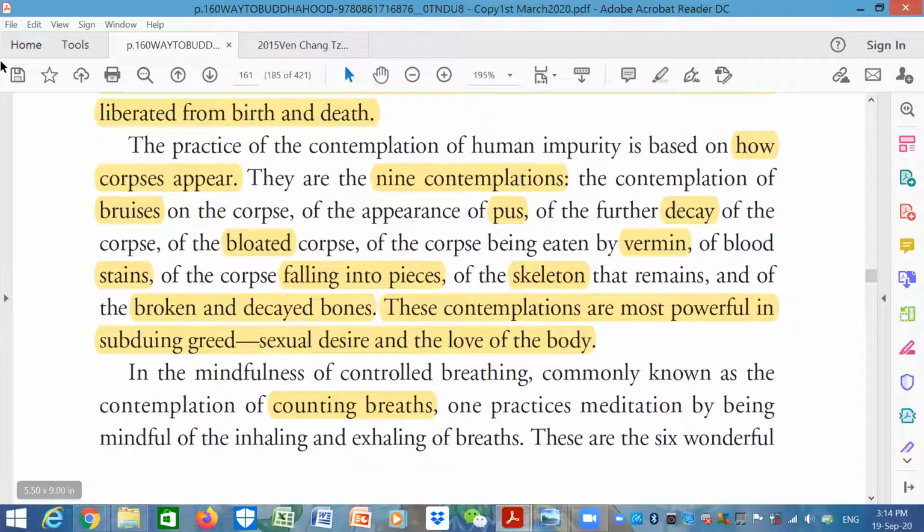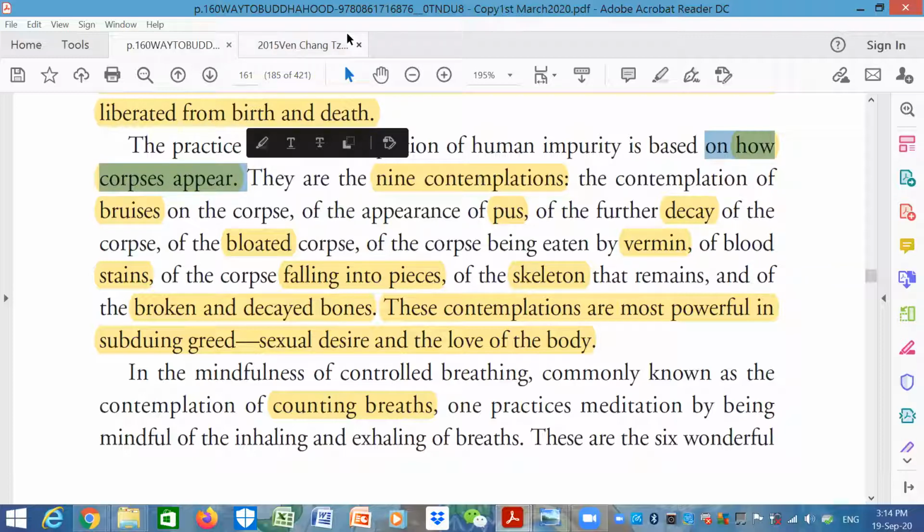Okay, so now since this is two of the ambrosias of the dharma of the method, we go deeper. Let's take a look at foulness contemplation, meaning that we base it on how the corpses appear. Actually, the nine contemplations are the different stages of the decaying of the corpses. The final one is the skeleton, which is so famous, okay?